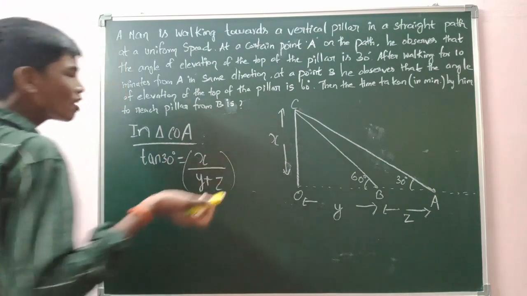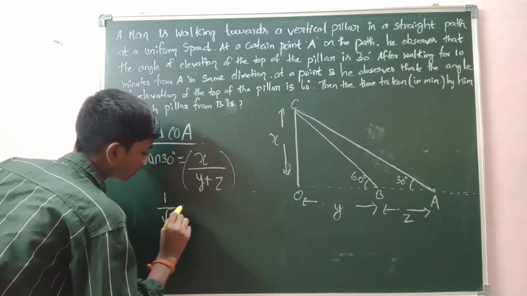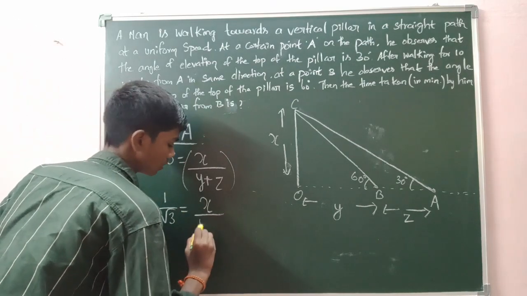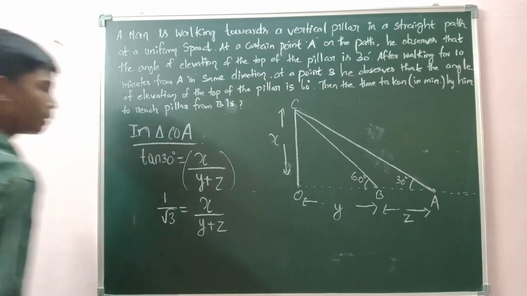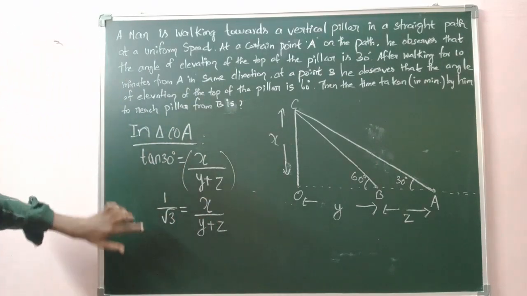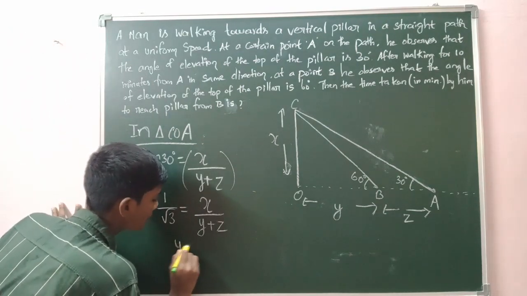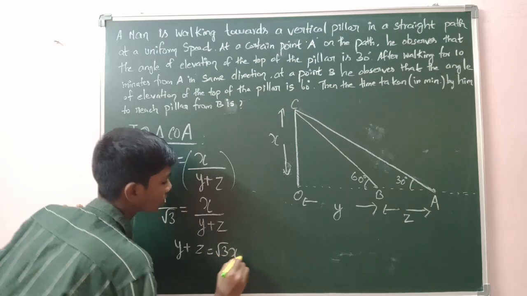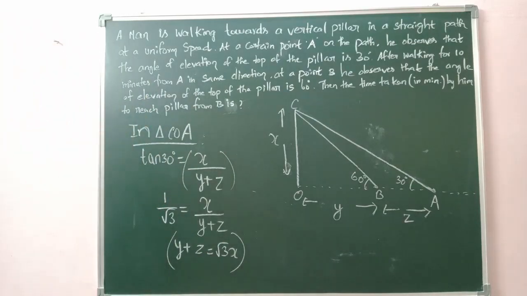Now what is tan of 30 degrees? Tan of 30 degrees is 1 by root 3, and 1 by root 3 is equal to X by Y plus Z. Correct or not? Now just cross multiply. Very basic concept: tan 30 degrees is 1 by root 3. Cross multiplying, we get Y plus Z is equal to root 3 X. This is what you will get finally.